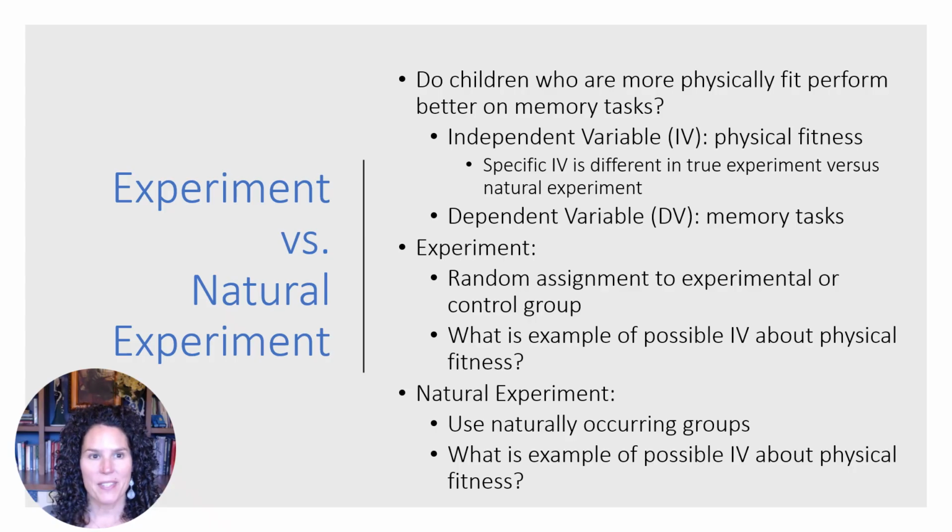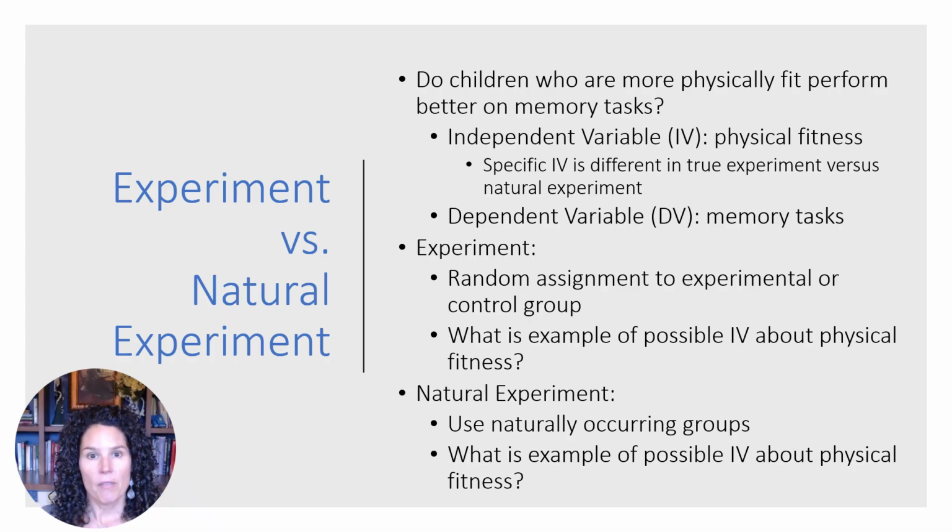Let's circle back on this idea of experiment versus natural experiment. So a researcher could have the same research question, like, do children who are more physically fit perform better on memory tasks or tests? And they could do that in an experiment form or a natural experiment form. So in both, the independent variable would be physical fitness, and the dependent variable might be some memory tasks or memory tests that the kids have to take.